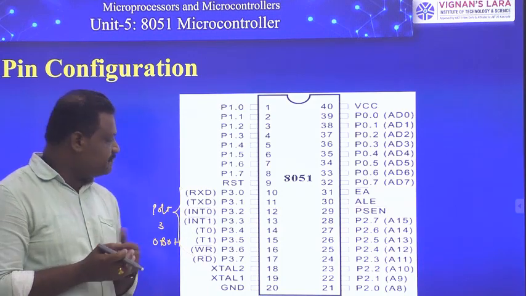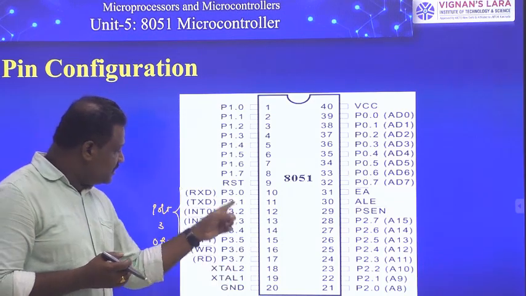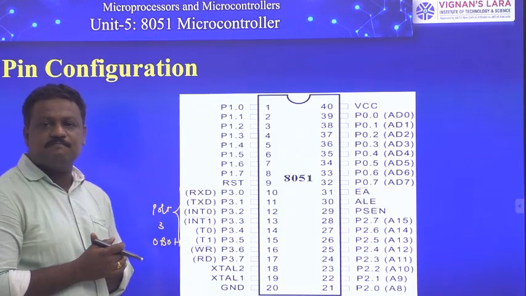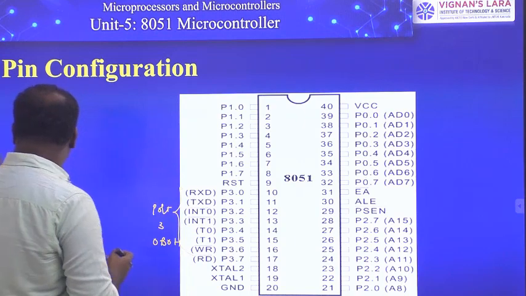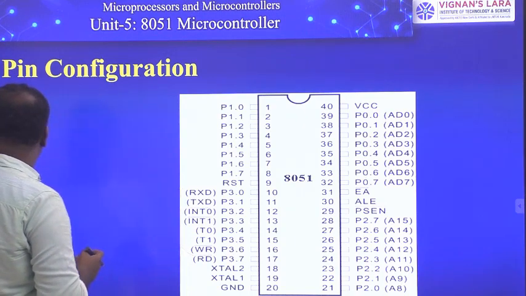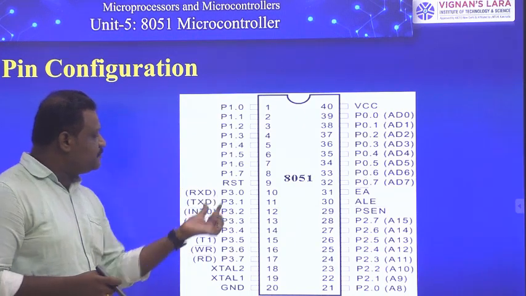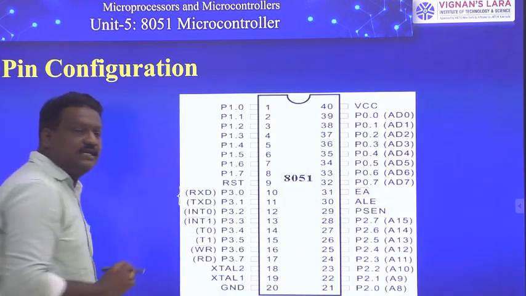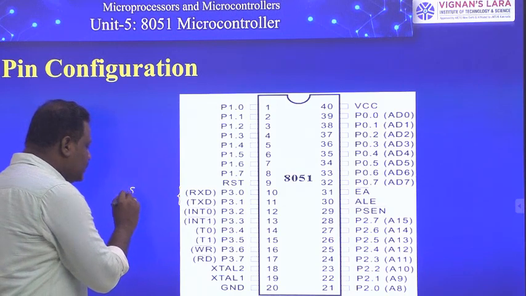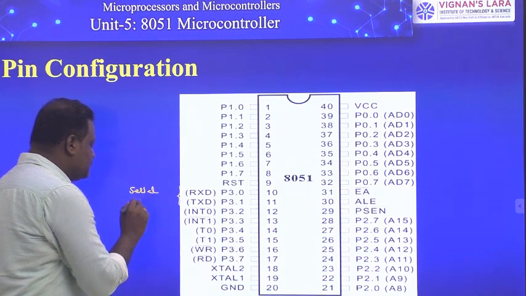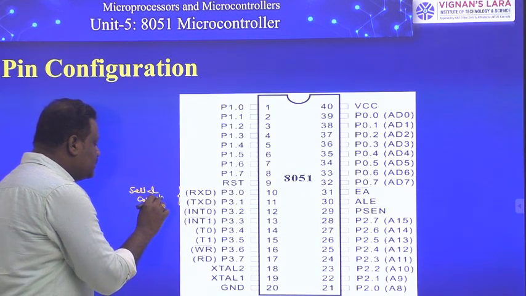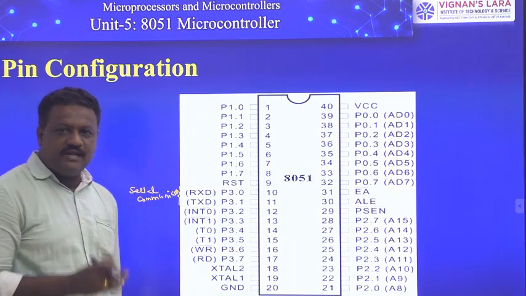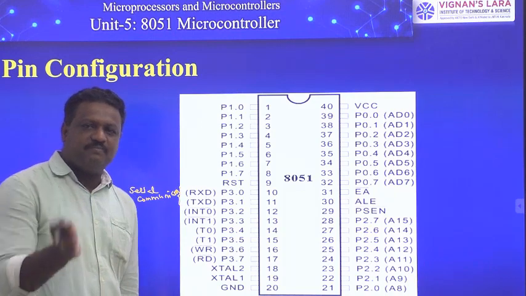I repeat, in expanded mode or extended mode, these port 3 signals have an alternate function. We'll go and discuss these signals in detail, guys. First, I start with P3.0 and P3.1. Especially, these 2 signals are helpful for serial communication. These are the 2 signals for serial communication. Generally, any processor or controller supports parallel communication.